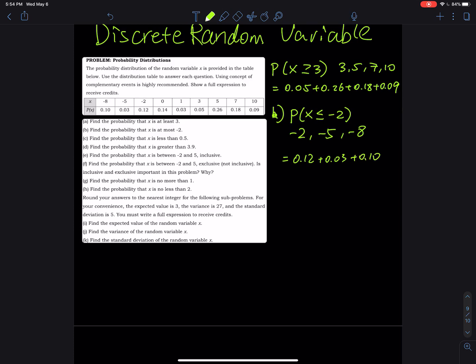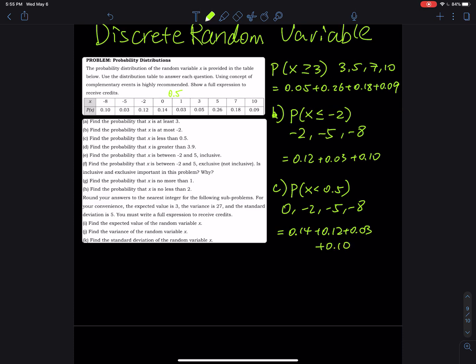And then C is less than 0.5. Probability X is less than 0.5. There is no 0.5 anywhere in the X, right? But 0.5 is around right here. So any number less than 0.5, yep, we have 0, -2, -5, -8. So the probability is equal to 0.14 plus 0.12 plus 0.03 and then plus 0.10. So that is C.